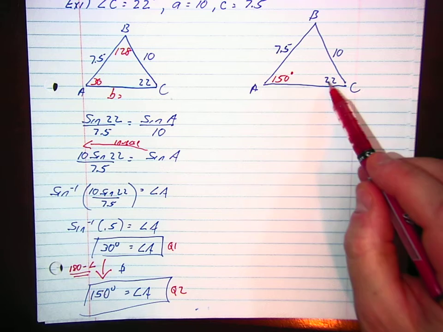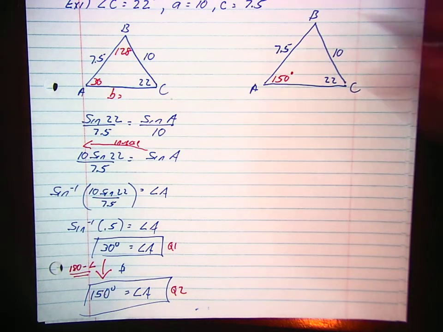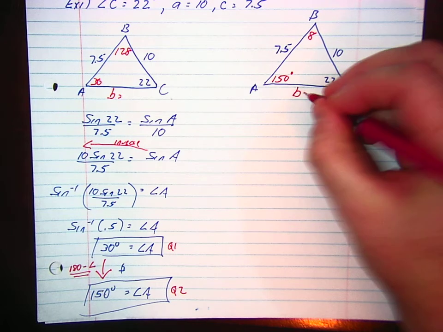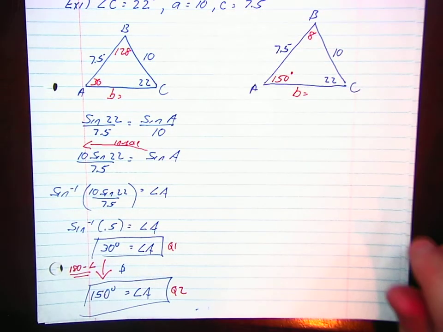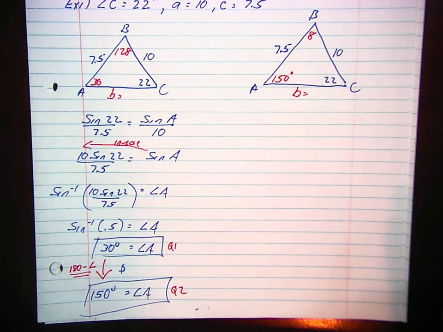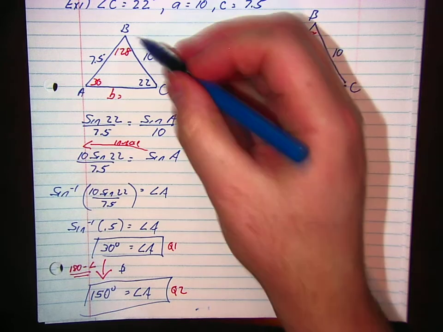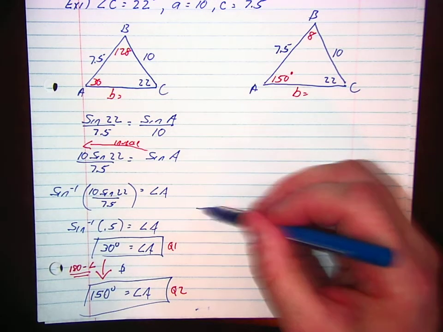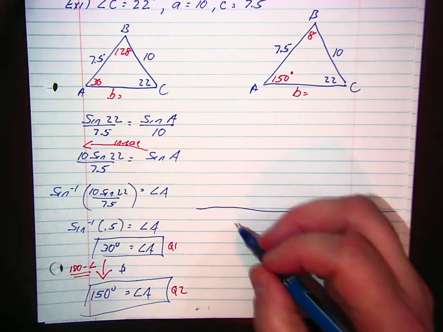This is 150 and 22. That's 172. That means this last angle up here is 8 degrees. And just like this one over here, I'm going to have to find angle, or little b. So you're going to have to find little b for both of them. So let me finish this problem here, because this was the one that was just kind of the normal. So this is just a continuation for this one.